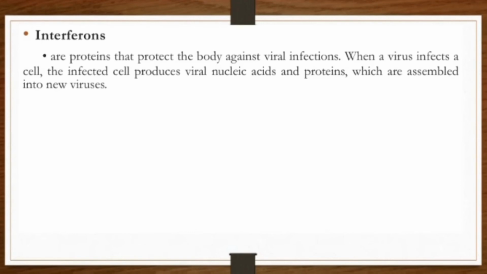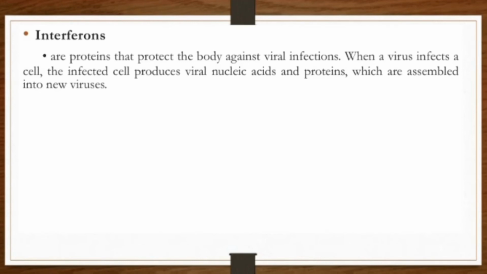Interferons are proteins that protect the body against viral infections. When a virus infects a cell, the infected cell produces viral nucleic acids and proteins, which are assembled into new viruses. The new viruses are then released to infect other cells. Because infected cells usually stop their normal functions or die during viral replication, viral infections are clearly harmful to the body.